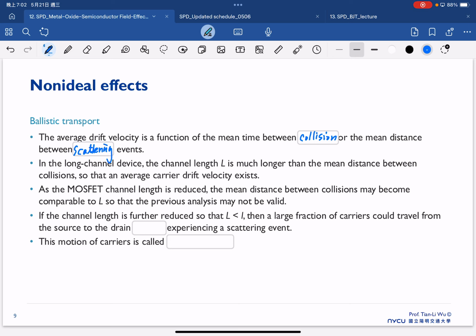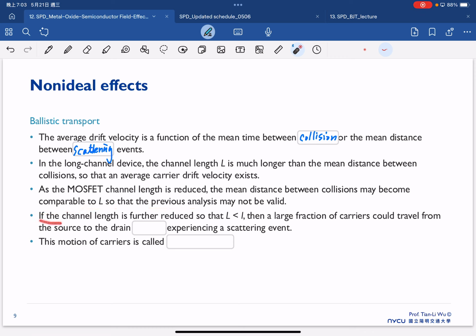So in the long channel device, the channel length is much longer than the mean distance between the collisions, so the average carrier drift velocity existed. But as the MOSFET channel length is reduced, the mean distance between the collisions might become comparable to the channel length, so that the previous analysis might not be valid.